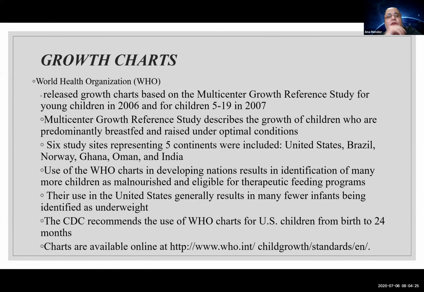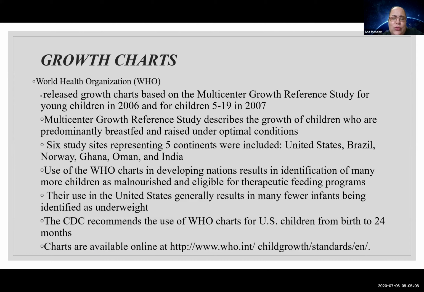So the growth charts. The World Health Organization released standard charts in 2006 for children. They did a multi-center growth reference study that described the growth of children who are predominantly breastfed and raised under optimal conditions. And 6 study sites were included in 5 different continents: the United States, Brazil, Norway, Ghana, Oman, and India. And those charts are what we use for all children under the age of 24 months.